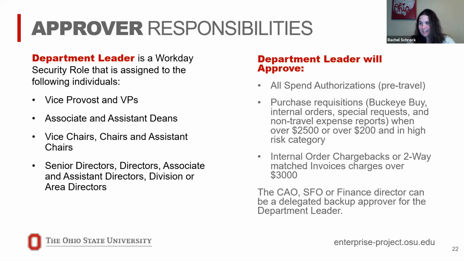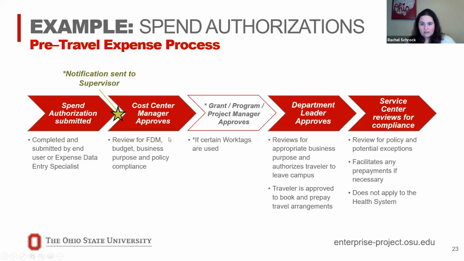Right here, it says usually the SFO or finance director can be delegated as a backup approver for the department leader. So I know, Jim, I think you asked a question, and there's the answer there as well. But again, there could be a backup department leader depending on how your college or unit is set up. That backup approver can work in parallel with me and approve anything that I can approve, including those things that are above $2,500. Yep. Okay.